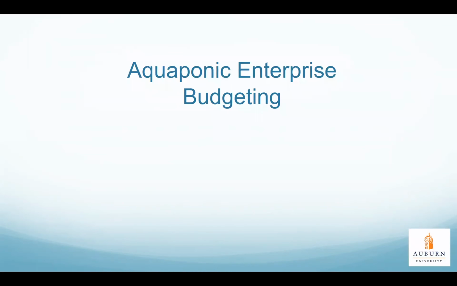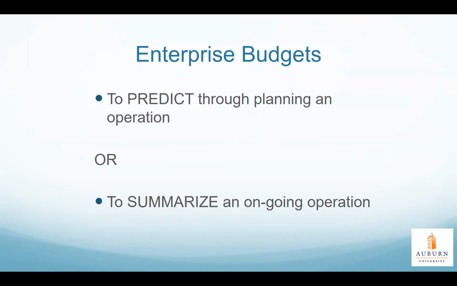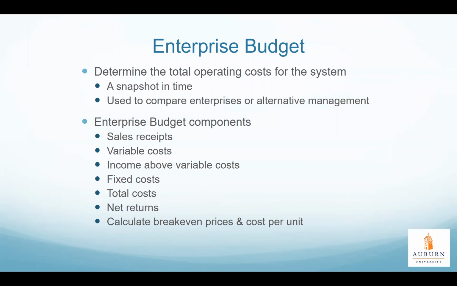So now we go to enterprise budgeting. We've shown you how to get the fixed costs from that investment table. We've showed you now how to do the variable cost. So now we do the enterprise budget. And this is to help us predict through a planning operation and to summarize ongoing operations. An enterprise budget is a snapshot in time, and it's used to compare this enterprise to something else. If you wanted to just grow tilapia or just wanted to look at a floating bed production of lettuce, follow the same rules, and you could compare this to that and see which one you might want to do.